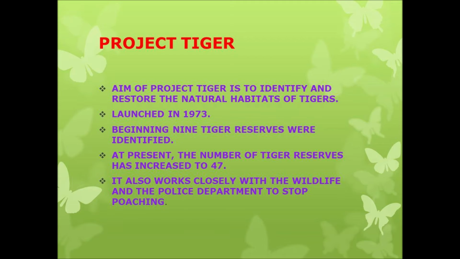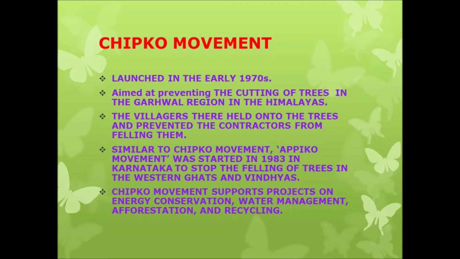It also works closely with the wildlife department and the police department to stop poaching. So children, what is the meaning of poaching? Killing animals. Poaching means killing animals. Is it clear? The next one is the Chipko Movement.